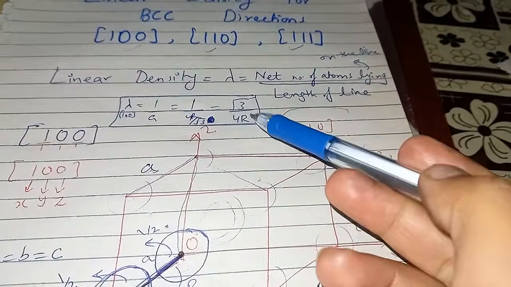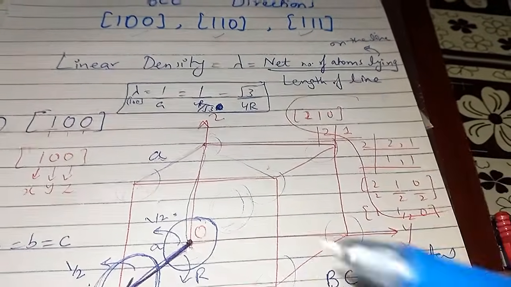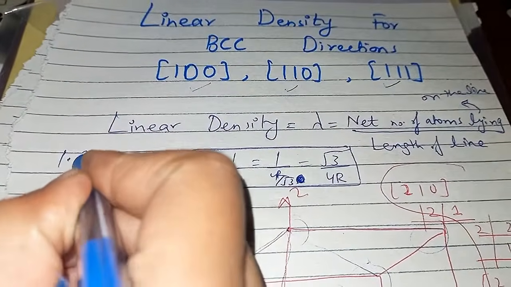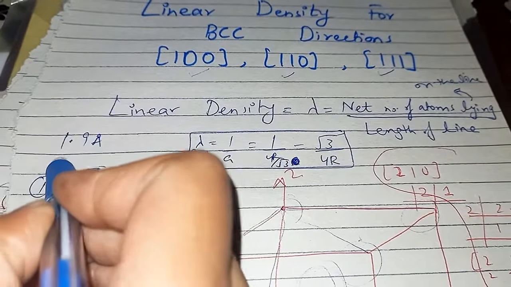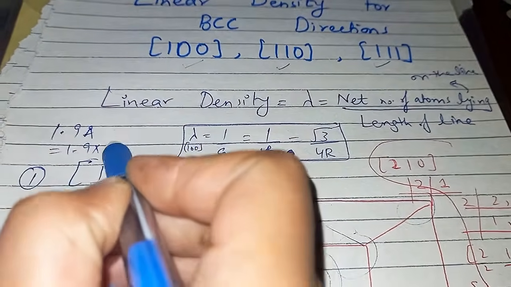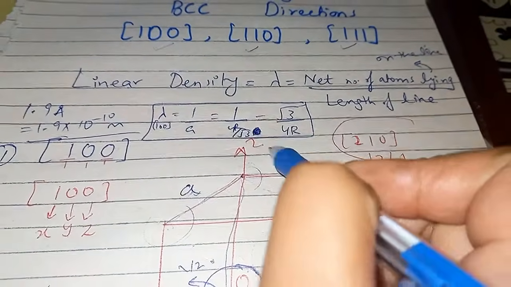Sometimes you are given the value of the lattice parameter or even the radius of the atom. The atomic radius is, let's say, given for a cesium atom to be 1.9 angstrom. You just need to put the value, 1.9 angstrom is 10 to the power minus 10 meter. You will plug that value into this expression and solve it using your calculator.